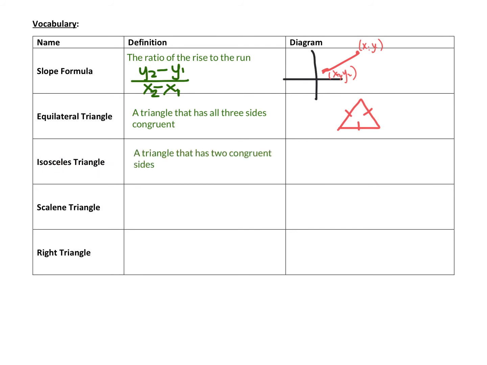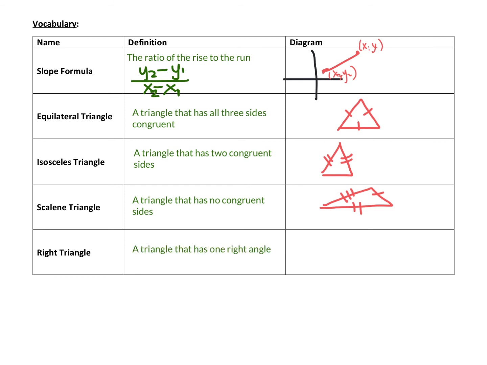An isosceles triangle is a triangle that has two congruent sides. So two congruent sides might look something like this, where this side is congruent to this side and that third side has a different measurement. A scalene triangle is a triangle that has no congruent sides. So all three sides will be different lengths. It might look something like this, where this side is different from all the sides. So each side is different, nothing is congruent.